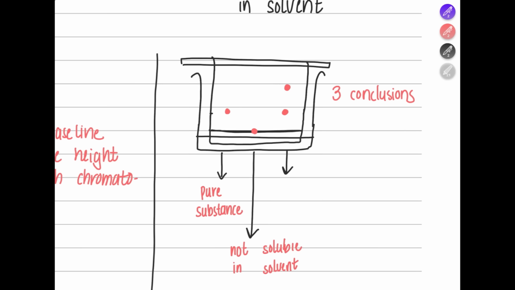For the third sample, we can see that it was made up of two substances. Another thing you can notice is that this spot and this spot are the same height. This means both of them have the same RF value and they're both the same substance.